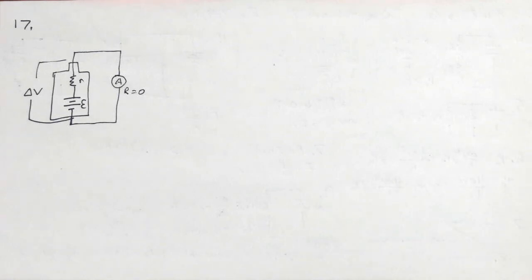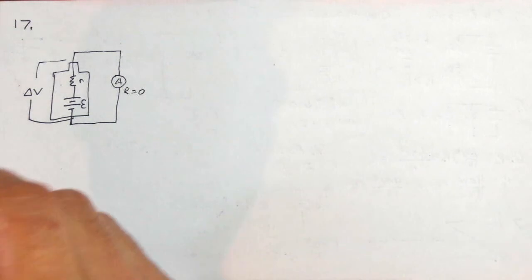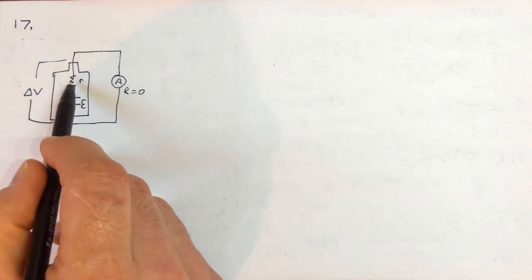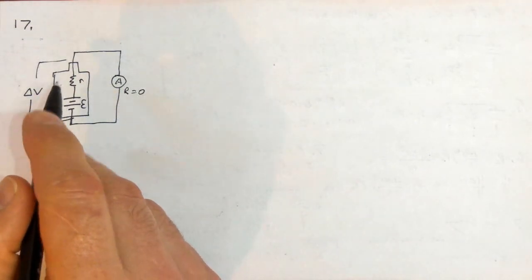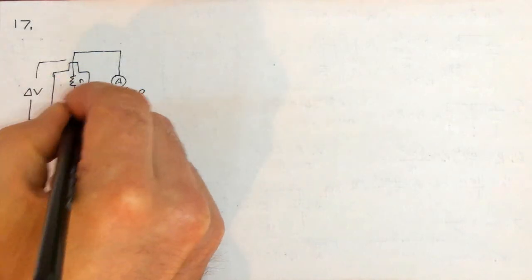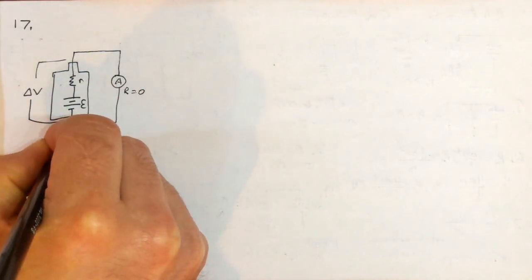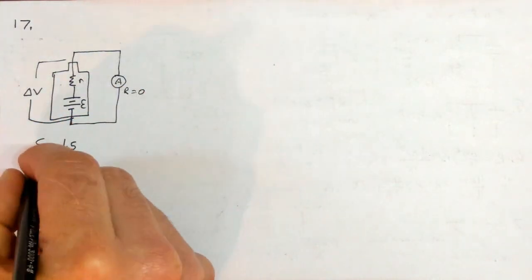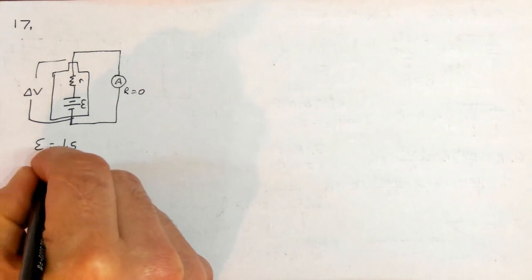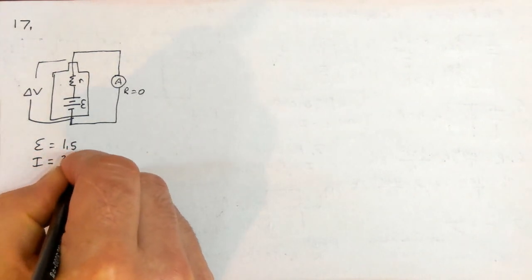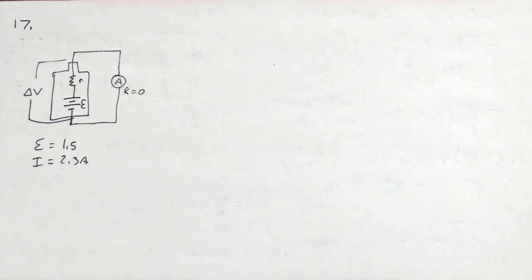If that is our system, our question is, what is the internal resistance? And then how much power is dissipated by the battery in this case? How do we find the internal resistance? We do know that the EMF is 1.5 volts, and we know that the ammeter reads the current, and that's 2.3 amps. So those are at our disposal.